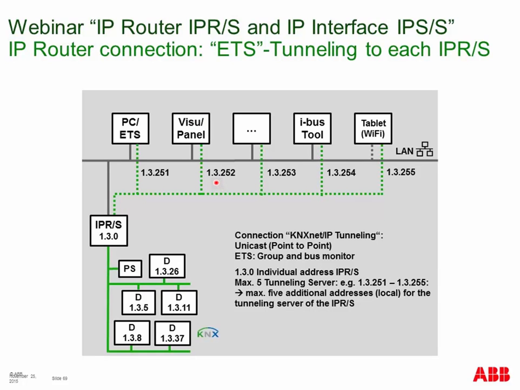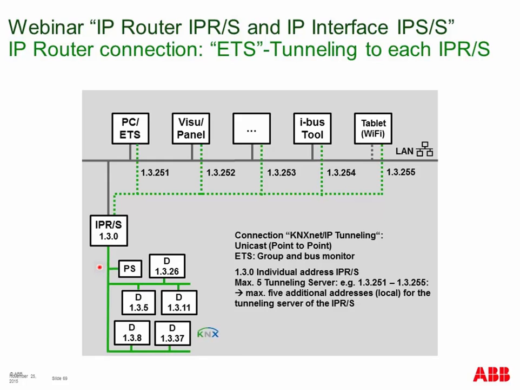So now let's come to the so-called tunneling connection, which works a little bit differently. The IP router has up to 5 tunneling connections at the same time. What does it mean? We have our PC with the ETS, and we create a tunneling connection into our KNX line. Very important, a tunneling connection must have the same local address like a device which is really installed inside the line.